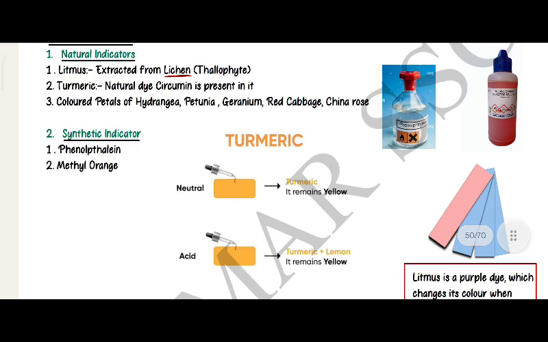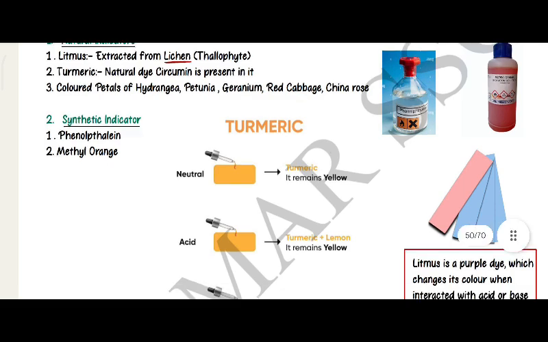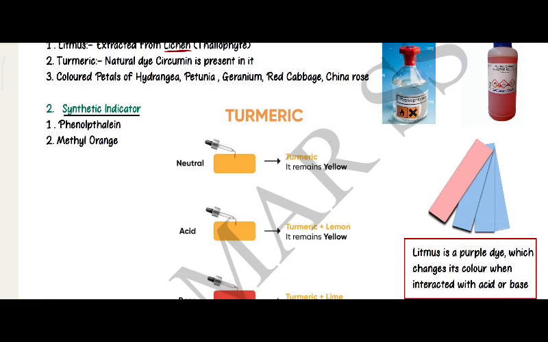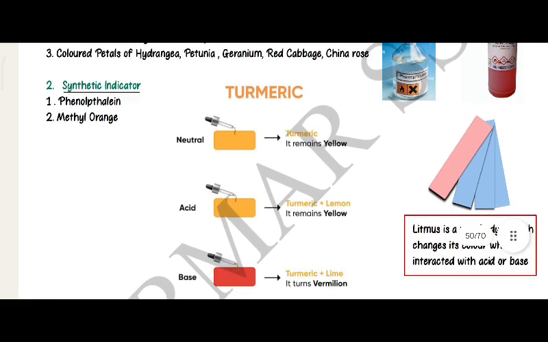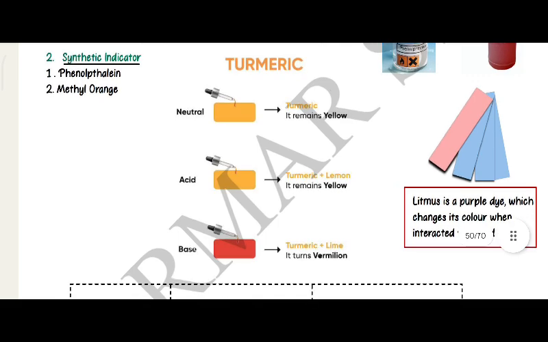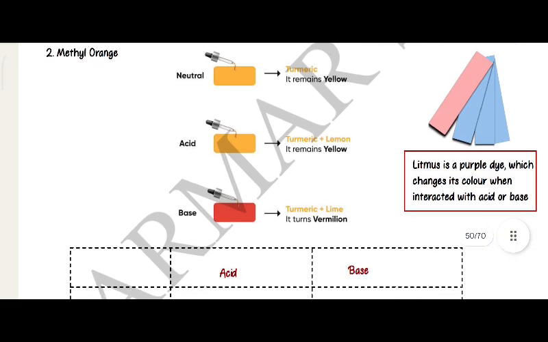Synthetic indicators: phenolphthalein, methyl orange. Turmeric in a neutral solution remains yellow. In acid, turmeric remains yellow. In a base, turmeric plus lime turns vermilion.